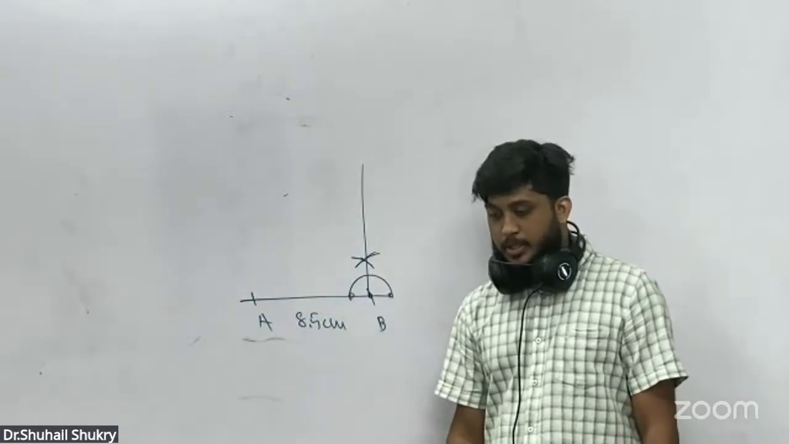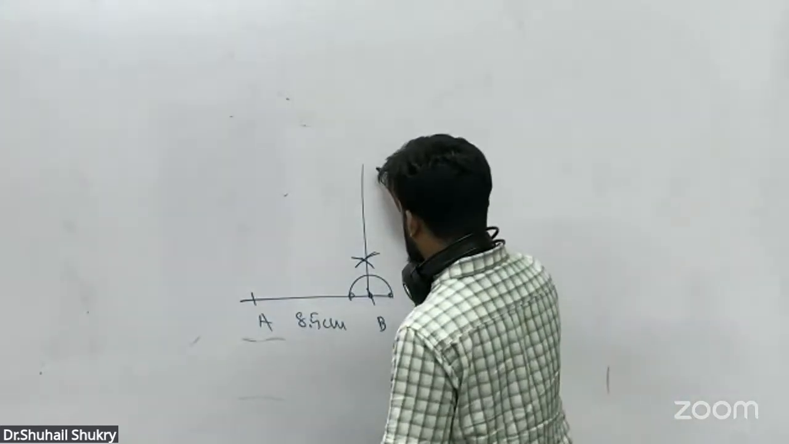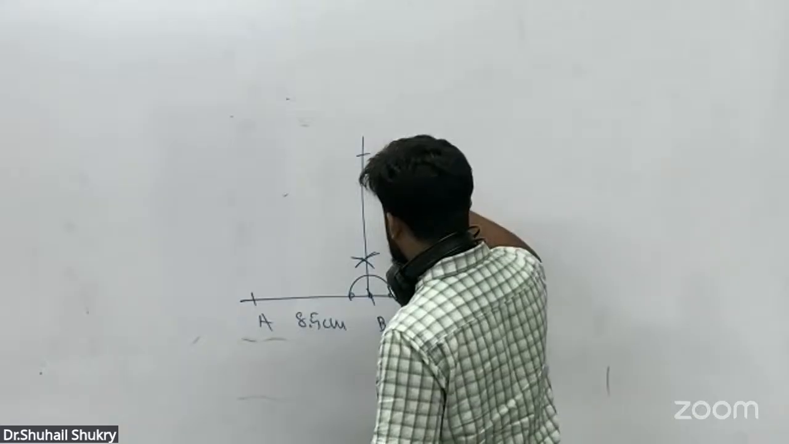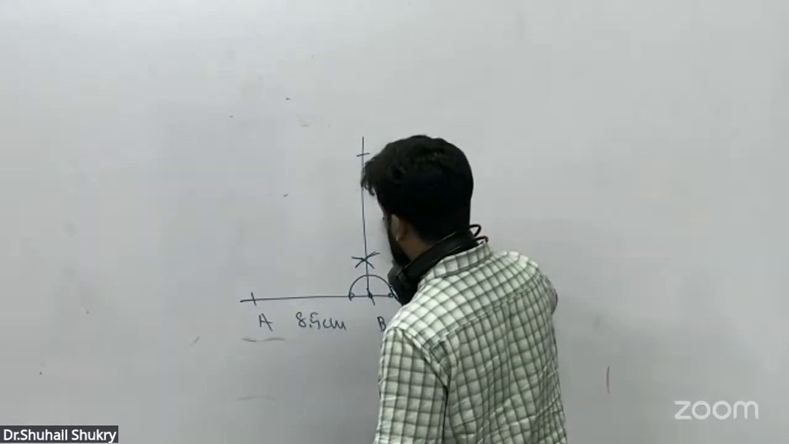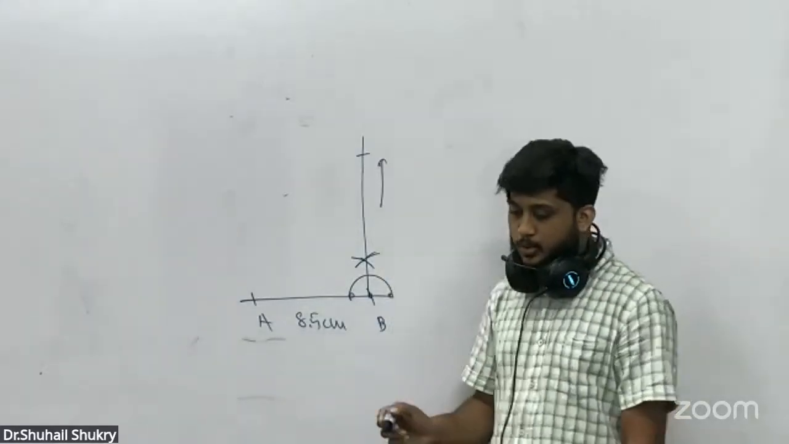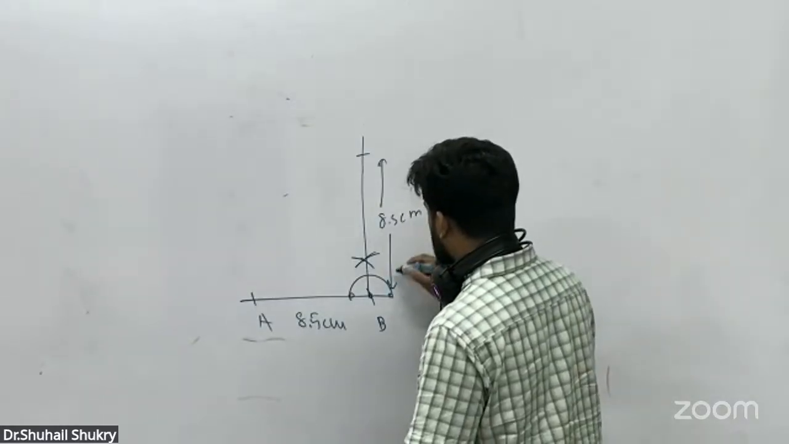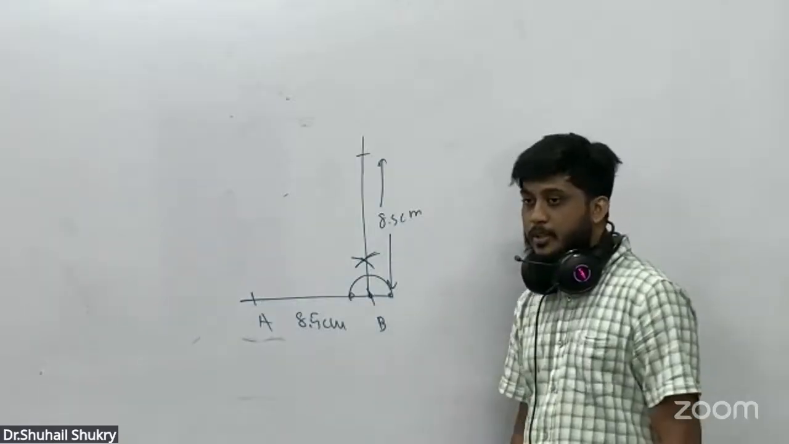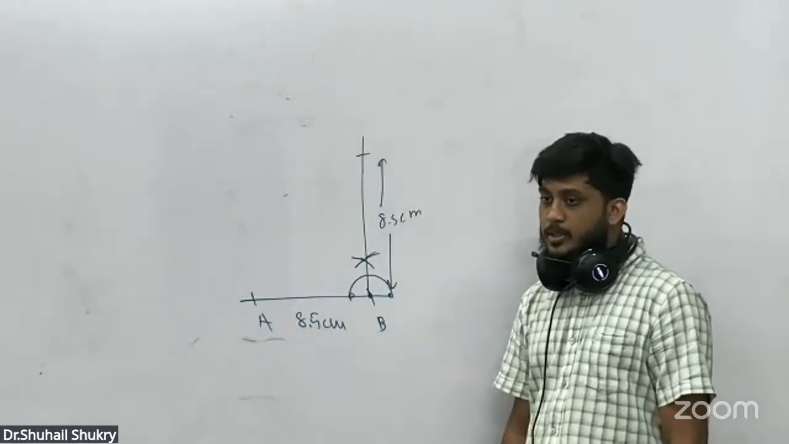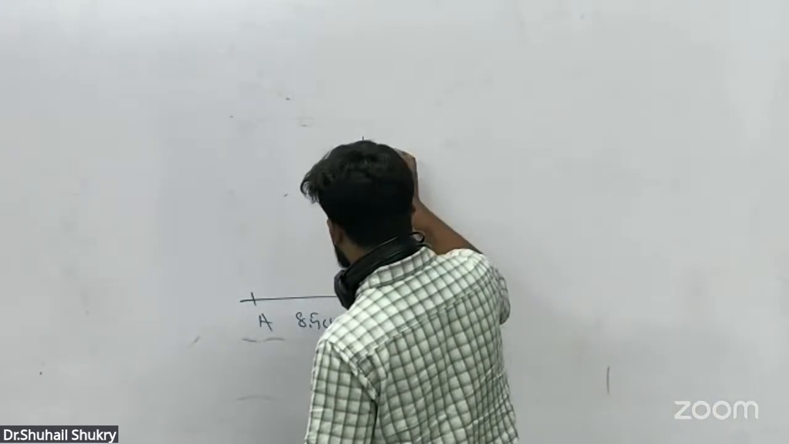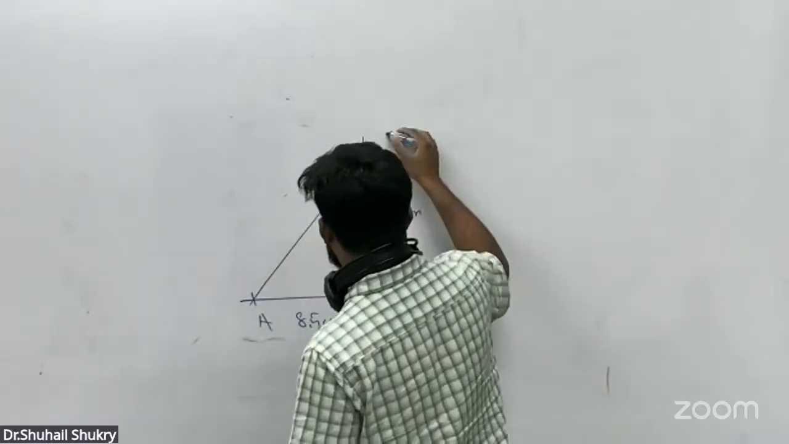Then they have shown BC is 8.5 centimeter. B to C, from here to here, that one also 8.5 centimeters. So what type of triangle is this then? This is 8.5, this is 8.5. What type of triangle is this? Isosceles triangle. So you have to join this to complete the ABC triangle.